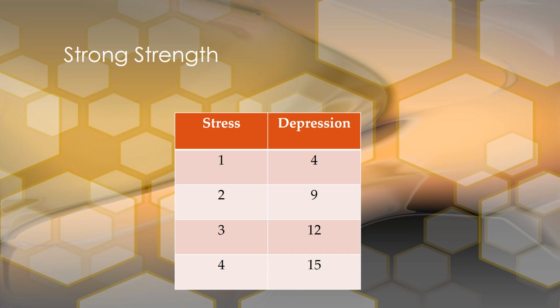Here's a strong strength. So stress is going up and depression is going up also, but it's not a consistent rate. So we go from 4 to 9, so that's 5 units, and then 9 to 12, that's 3 units, and then 12 to 15, that's 3 units. So about 4 units each time, but it's not the same amount each time, or for each unit that stress increases, it's not going up at the same rate exactly, but it's pretty close. So this correlation is 0.99, and it's really close to 1.